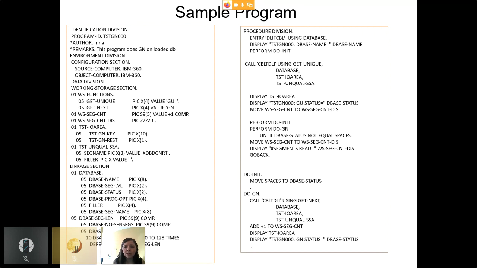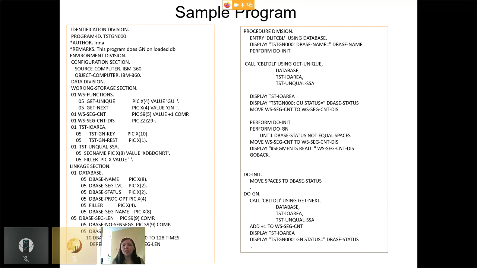If you take a look on the second half of the screen, you'll see ENTRY DLITCBL using database. The database, if you look at the definition, has a database name, the segment level, status, processing option, and so on. The status, you always need to check the status of a retrieval of a database or a message. As you start coding, you'll look those up and you learn what the status codes are like. In this case, for example, if it's spaces, you're successful. If you reach the end of the database, a different status code is returned. So you have to know your status codes, and sometimes you need to check them within the program.